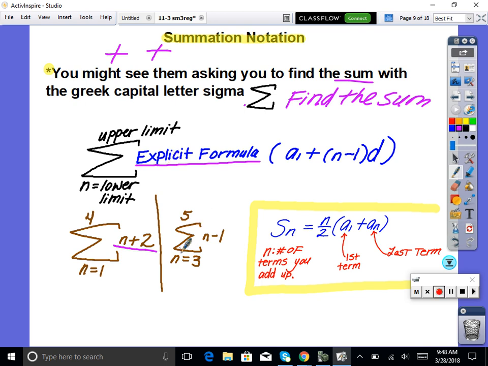Okay, so this says find the sum of that explicit formula. So down here is your lower limit, they call it. It's just how many terms you're summing up. If we're summing up 1 through 10 terms, we'd put a 1, and then our upper limit would be 10. So how many terms are we summing up right here? 1 through 4 terms. So that'd be 4 terms we're summing up. Does everybody see? This is a fancy way of saying write the sum.